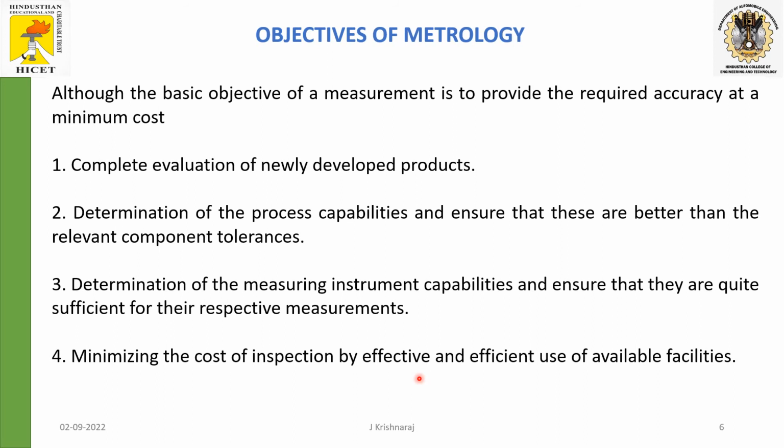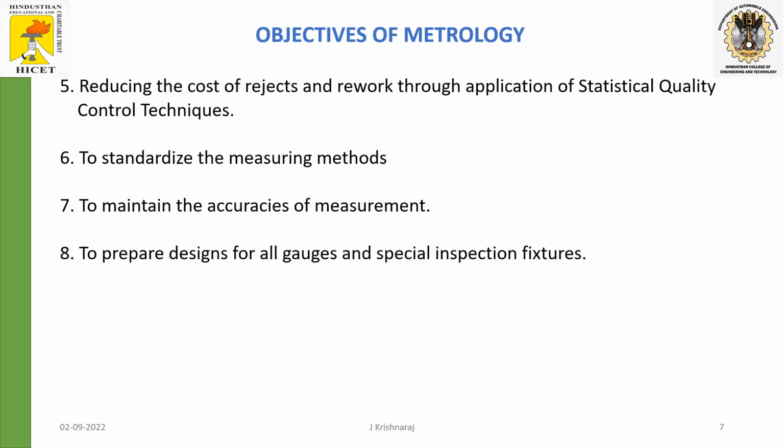Efficiency of work and labor will improve, and ultimately the cost of rejections will be reduced. If you improve the previous point, the rejection rate will be reduced, and rework also. To standardize the measuring methods, we can standardize the process workflow to maintain the accuracy of measurements, and prepare designs for all gauges and special inspection fixtures.